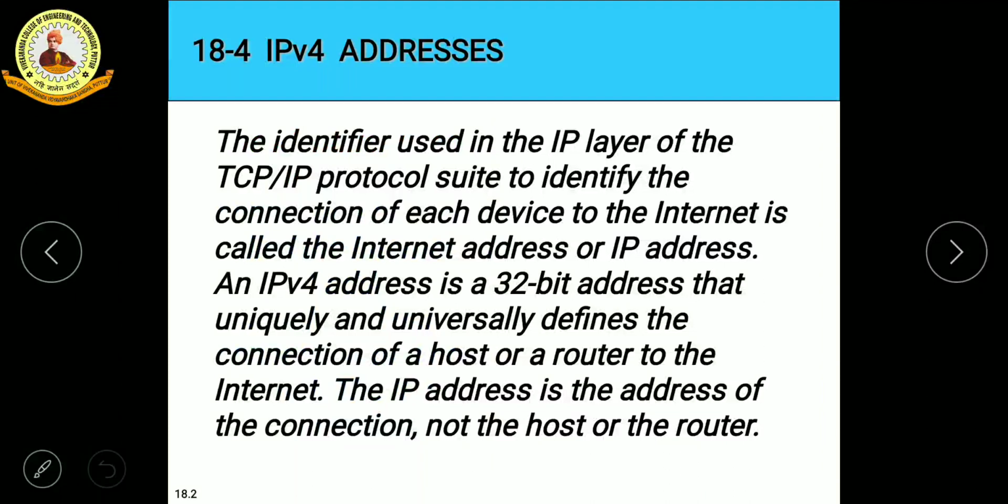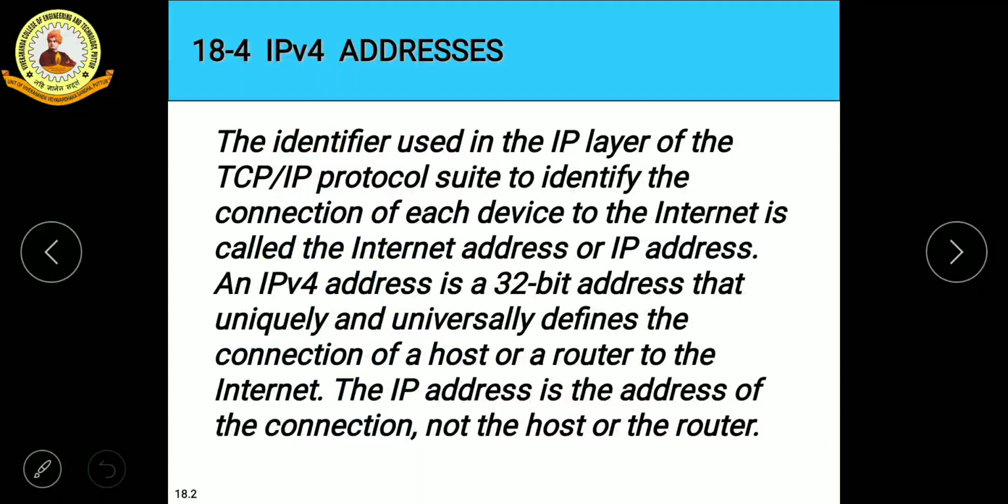The identifier used in the IP layer of the TCP/IP protocol suite to identify the connection of each device to the internet is usually called the internet address or IP address. An IP address usually is 32 bits. It uniquely and universally defines the connection of a host or a router to the internet. The IP address is the address of the connection, but not of the host or the router. You should note this point, because if the device is moved to another network, the IP address is changed.